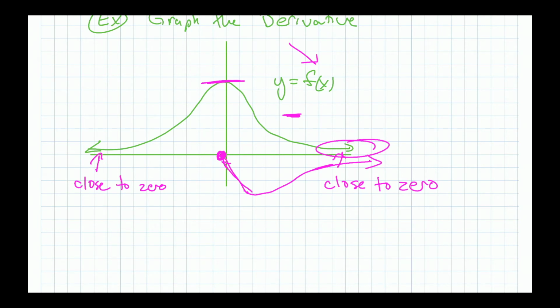So it goes negative. Let me erase that. Oops, not that. Let me draw this back in. So from here, it goes negative, but then it has to get close to 0 again. So it goes negative and then comes back to 0. But it just gets closer to 0.